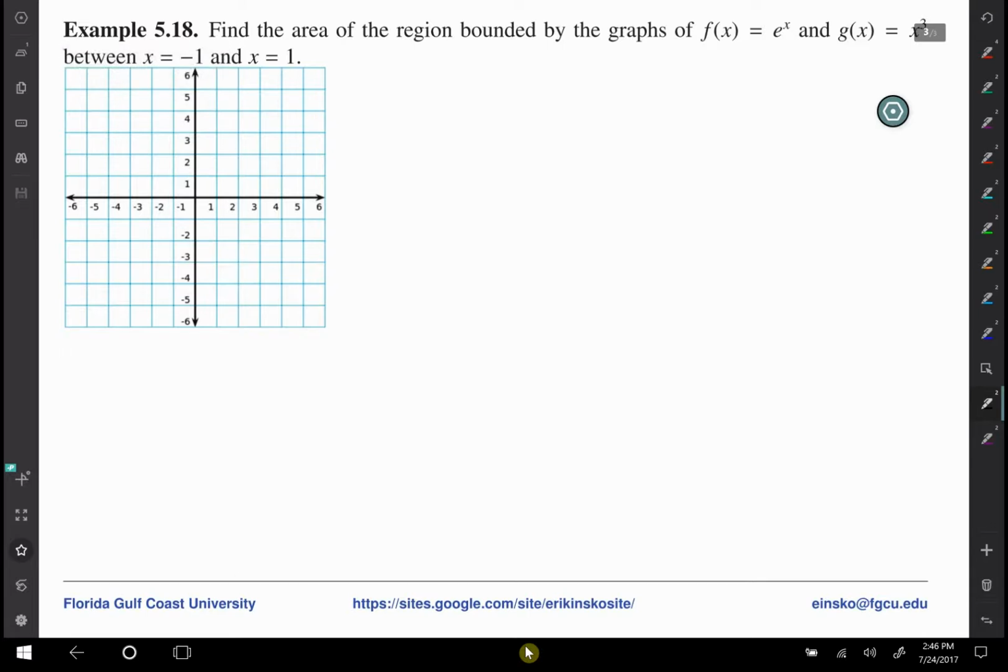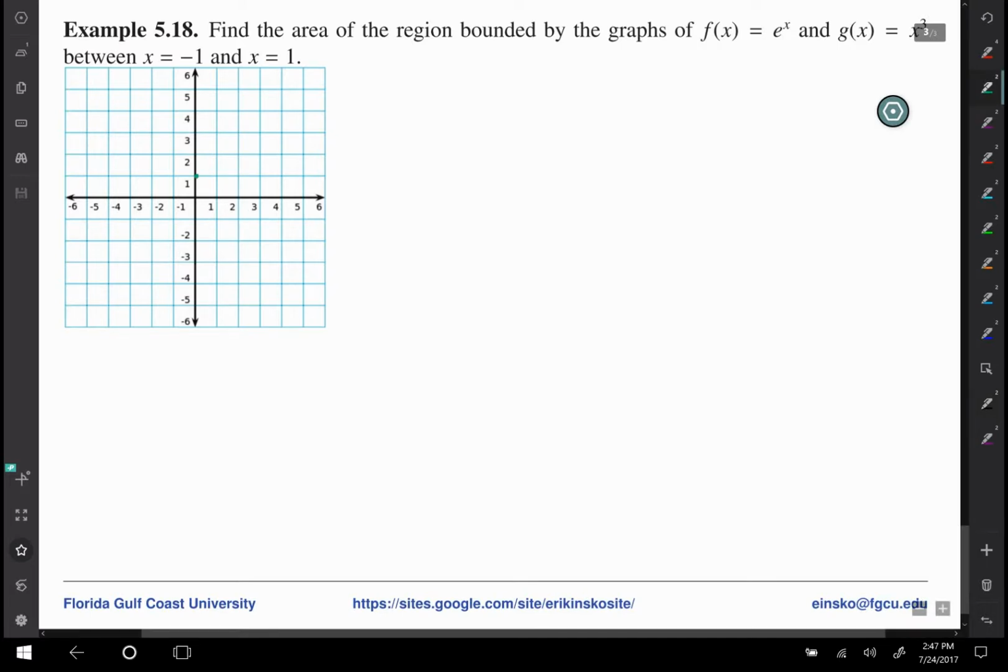In example 518, we're asked to find the area of the region bounded by the graphs y equals e to the x and y equals x cubed between x equals -1 and x equals 1. So the first thing we want to do is plot those two curves. Now y equals e to the x looks something like this.